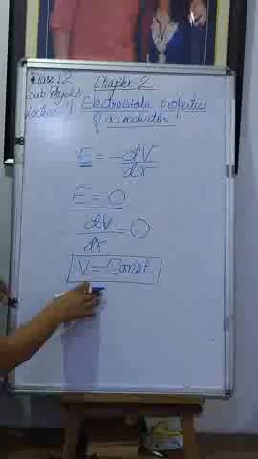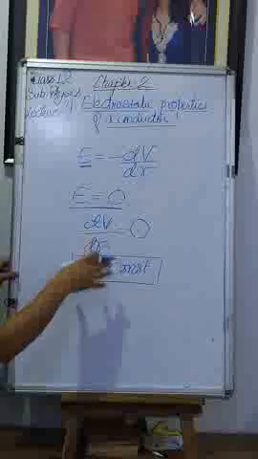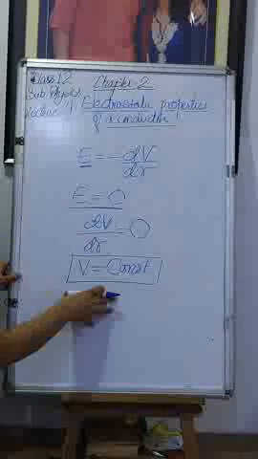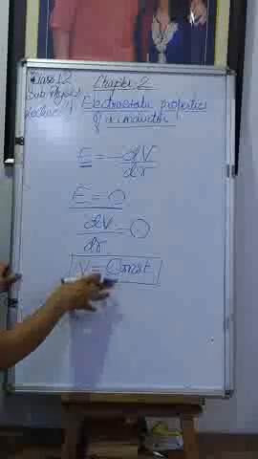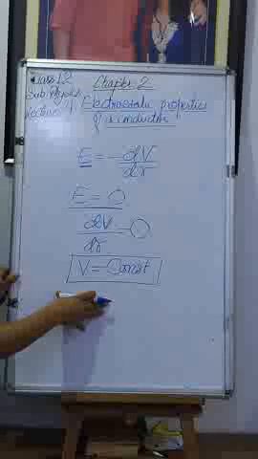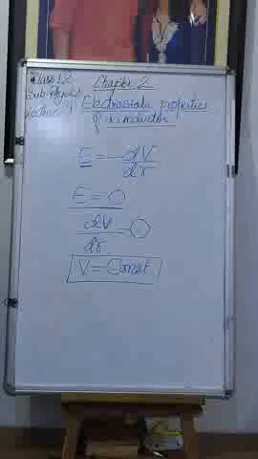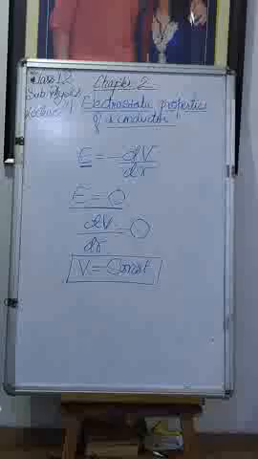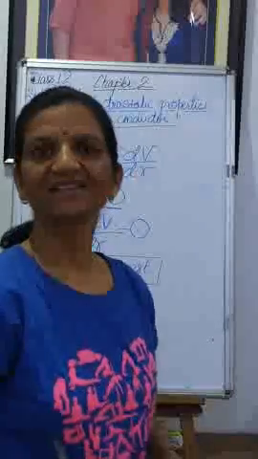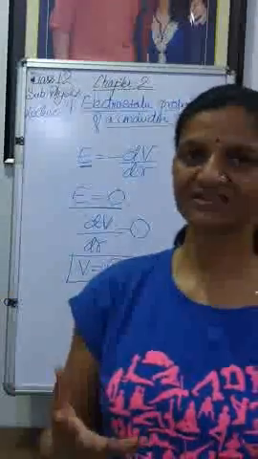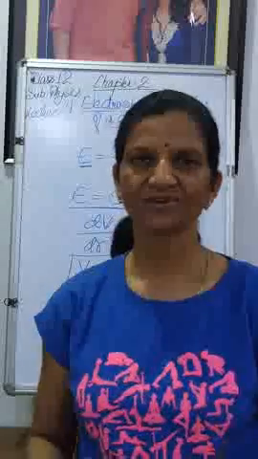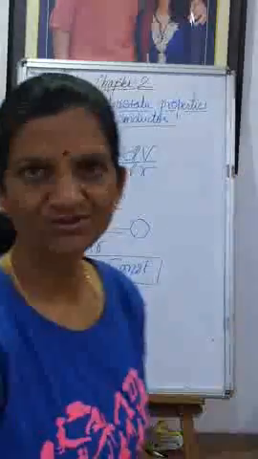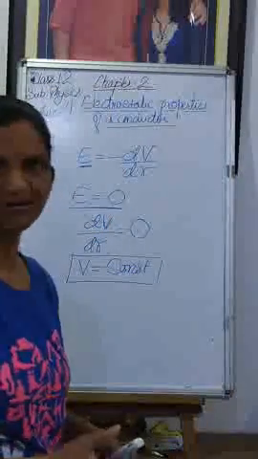This is also a property of a conductor placed inside an external electric field, that the potential within the conductor or on the surface is constant. So these are a few properties of conductors when they are placed inside an external electric field. All these properties will be given to you in the form of notes in your homework section.